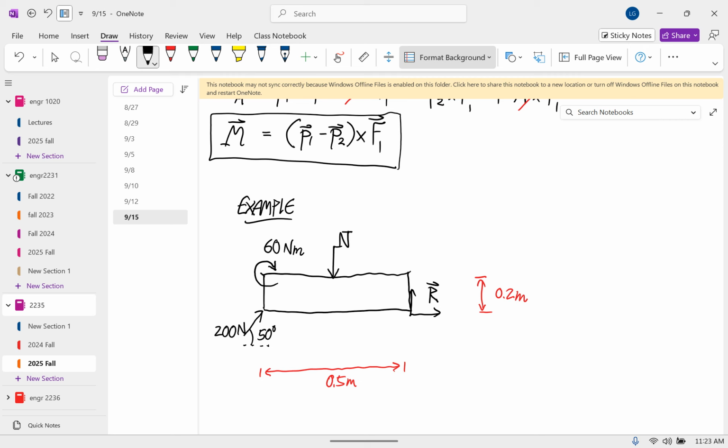And we want to calculate. Wait, does the weight matter or no? Yeah, let's give it a mass. Let's say the mass is 10 kilograms. Okay, we're going to calculate the R vector and the normal force.